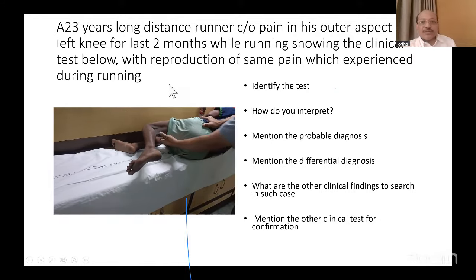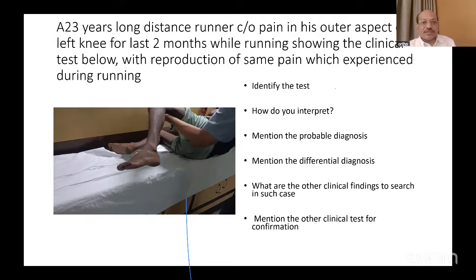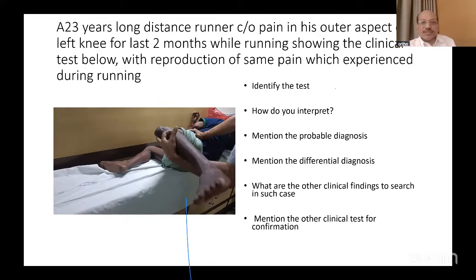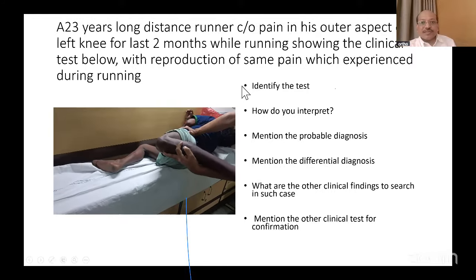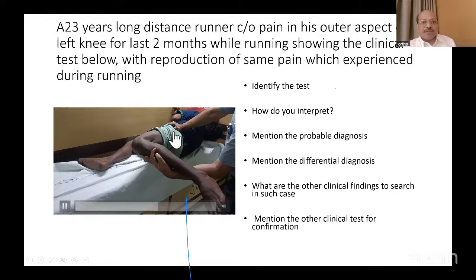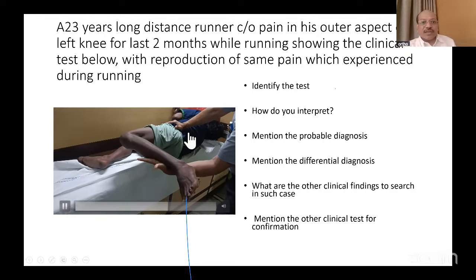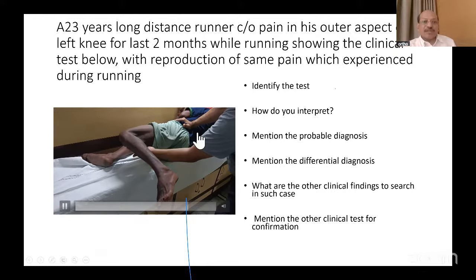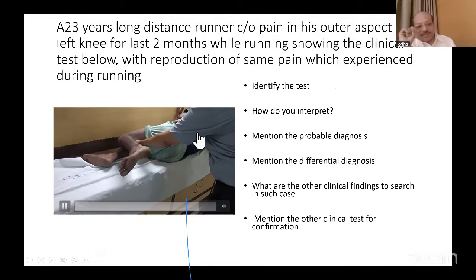So this is the classical Ober's test. So identify the test: it is Ober's test. See, hip flexed, knee is flexed. Now see, it is not dropping down. So now it is positive. So this is the exact test.